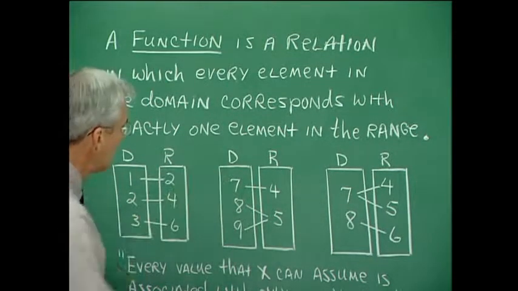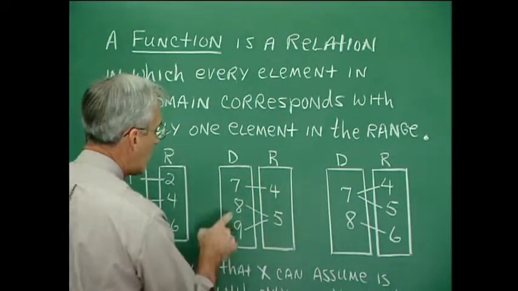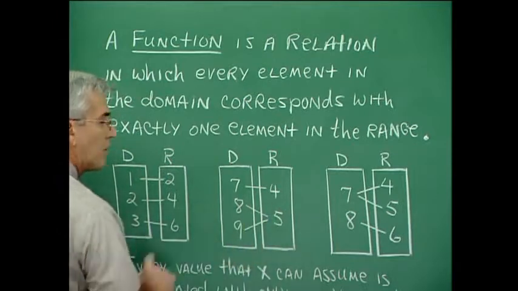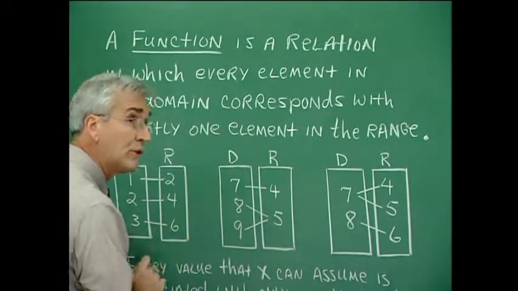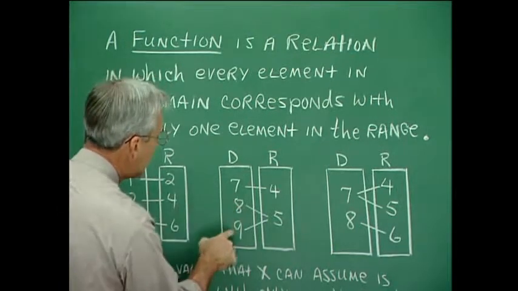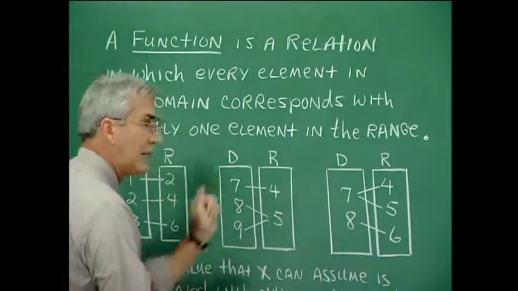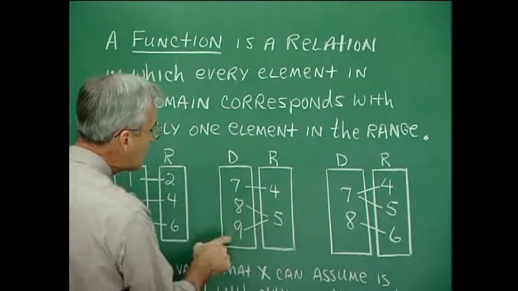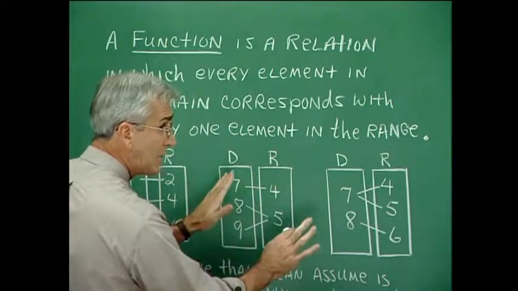How about this one? Now, notice the correspondence here. We have 7 corresponding with 4, 8 corresponding with 5, 9 corresponding with 5. Do we meet the requirements of function? It turns out that we do here because every element in the domain corresponds with only one element in the range. Now, these two guys happen to be corresponding with the same element in the range, but that's okay.